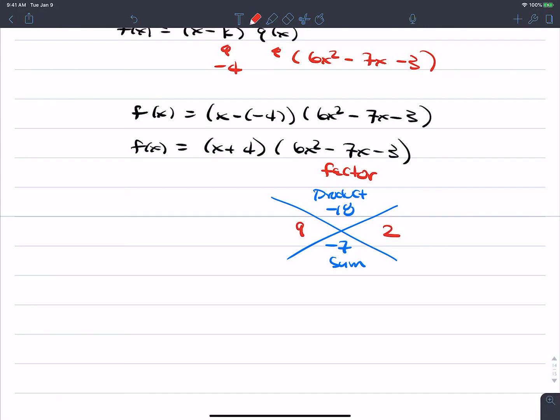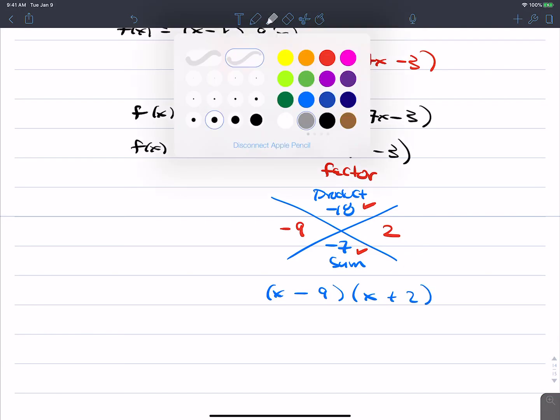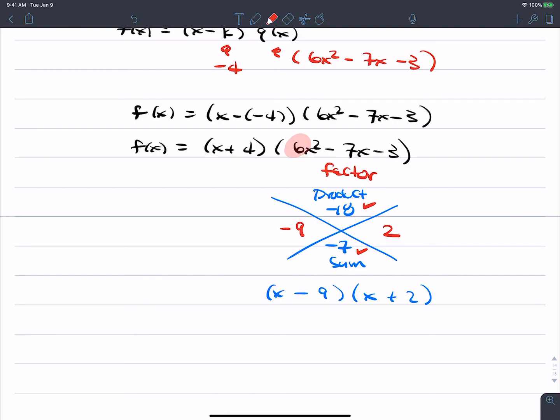So I need two numbers multiplied together is negative 18, but when added is negative 7. So let's try 9, 2. That'll be a negative 9, because negative 9 times positive 2 is negative 18. Negative 9 plus 2 is negative 7. Okay. X minus 9 and x plus 2. But if you're awake, that's a 6. So remember, we have to divide both of those terms by that 6. Now we don't get a nice integer number.